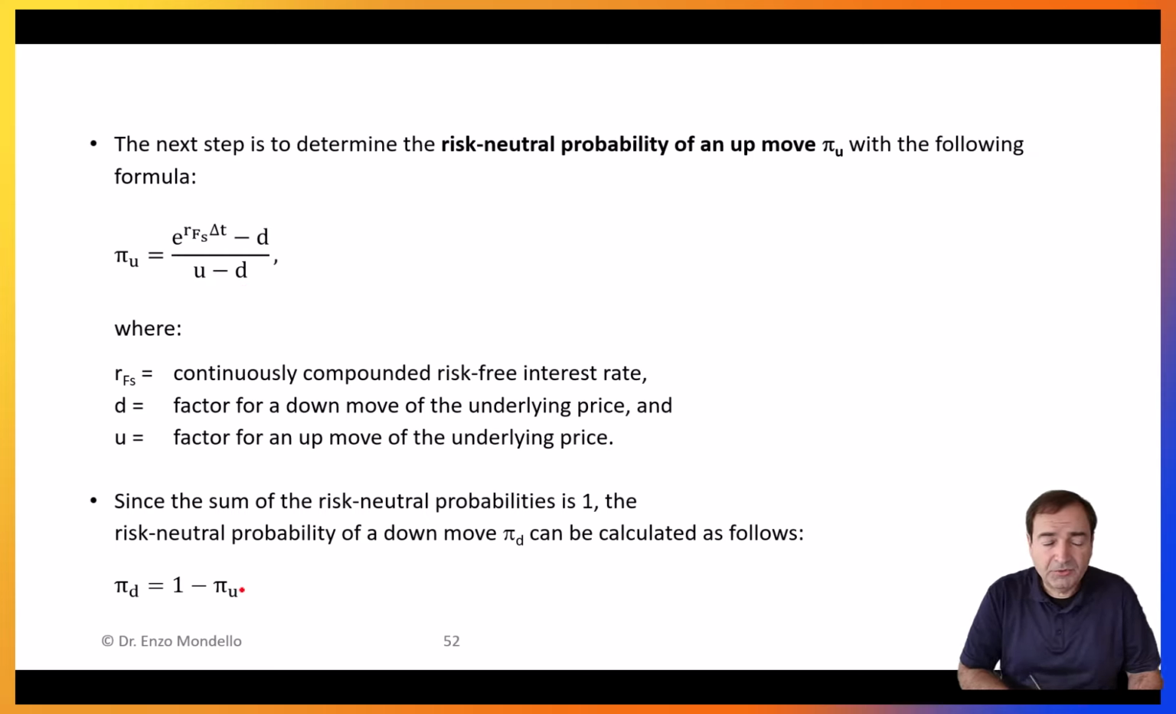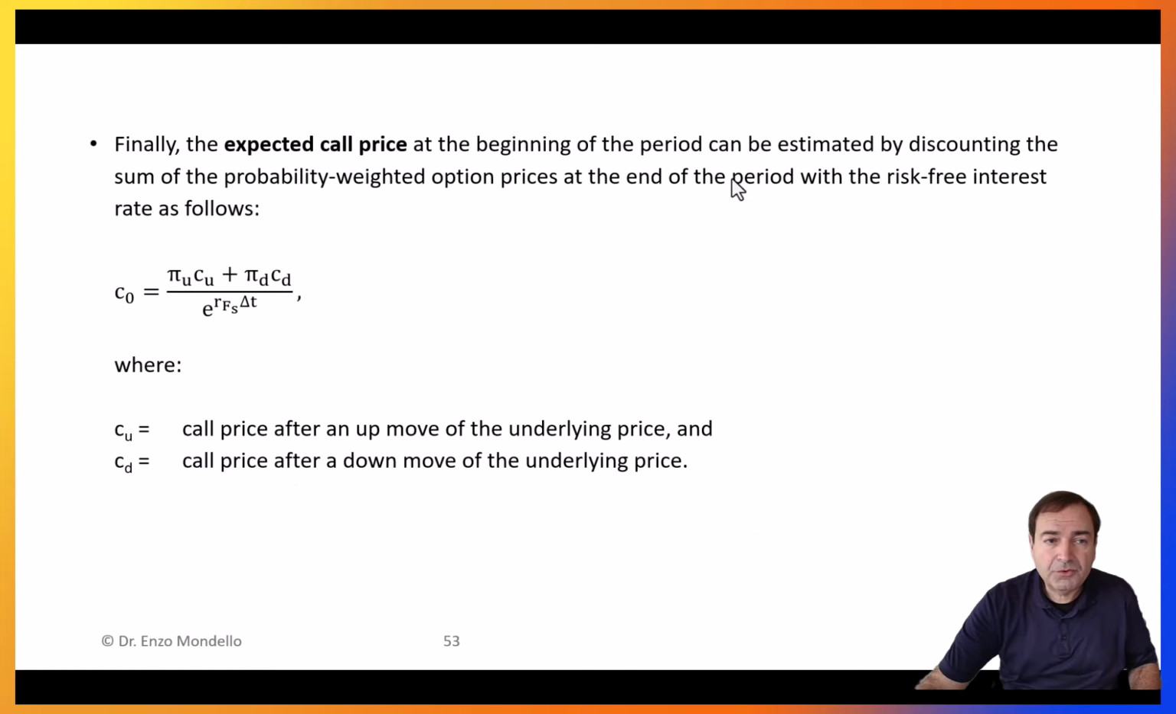Since the sum of the risk-neutral probabilities is 1, we can calculate the risk-neutral probability of a down move with the following equation. So we take 1 minus the risk-neutral probability of an up move. The third and last step in a binomial option pricing model is to calculate the expected option price. The expected call price is calculated as follows.